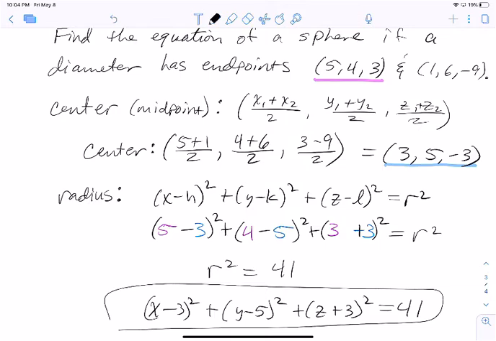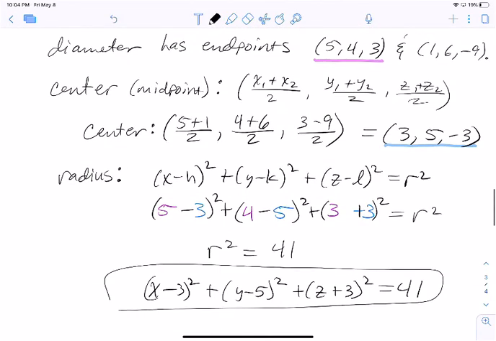Now, one of the things that folks often do is they'll take the endpoints of the diameter, they'll find the distance between those two, totally fine, and then they'll botch it when they put it into the equation of the sphere because they forget that the diameter divided by 2 is the radius. And when we square that, we should have that the radius squared is the diameter squared over 4. And that's something that just gets in a lot of people's way.